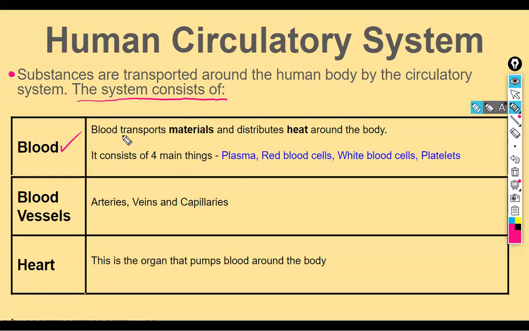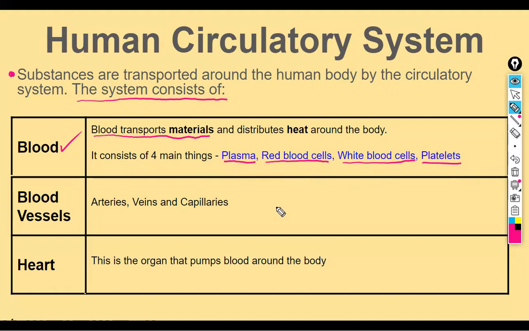Believe it or not, a lot of people know that blood transports materials around the body. When I say materials, things like plasma, red blood cells, white blood cells, and platelets. Now, there are two things kind of missing from these four. Things like nutrients are missing. So why didn't I put in these things?